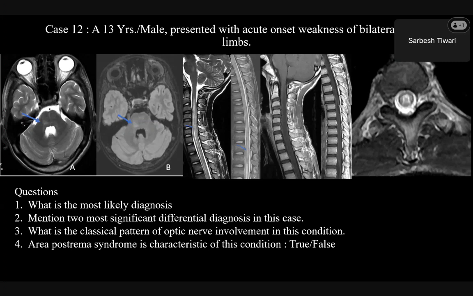Tau sign is classically described not for this case. It is described for something else. So tau sign is described when you have a... Ankit, can you tell me where is this tau sign described? Exactly, in a persistent trigeminal artery. Excellent. Tau sign is for the PTA, and this is a vein. So this is a collector vein, and these are the medullary veins forming a developmental venous anomaly.